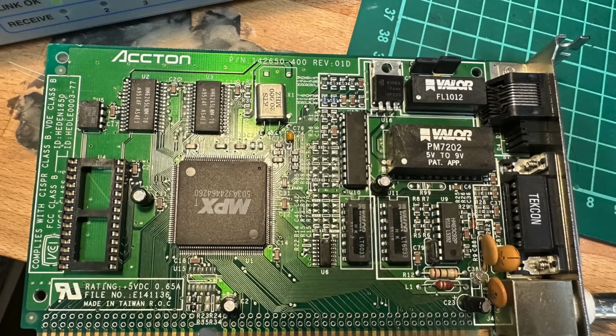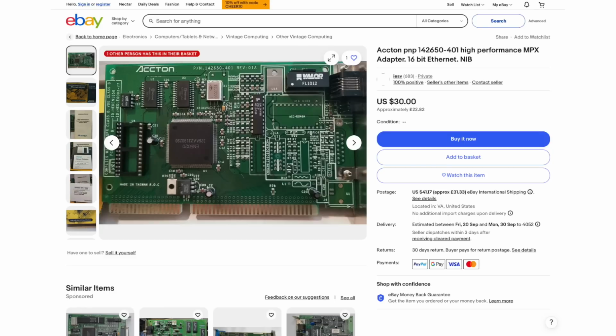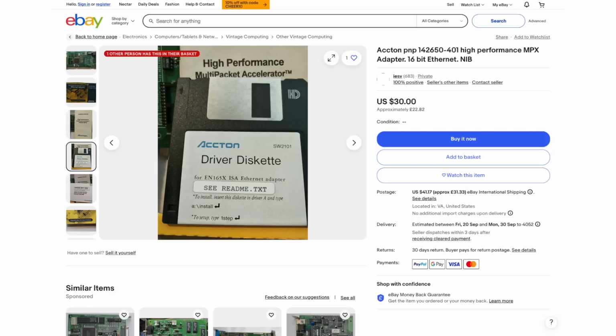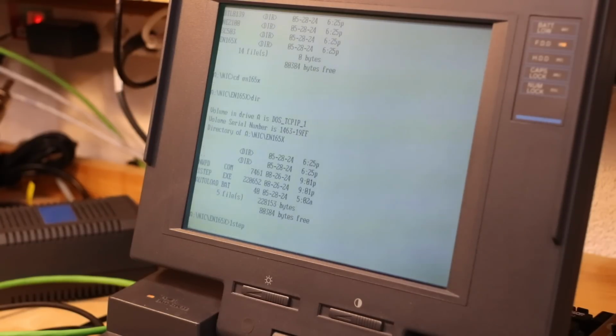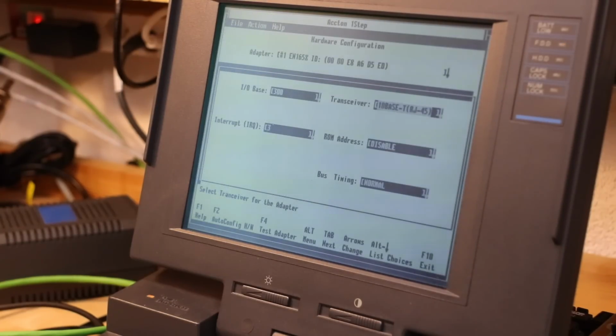But which card was it actually? The markings on the board didn't really reveal too much. So I went out looking for various designations until I actually found the same card on eBay. And what luck, as the seller also posted an image of the driver disk referring to it as being the EN165X. Using that designation I then found the correct driver and the setup tool to use within minutes.